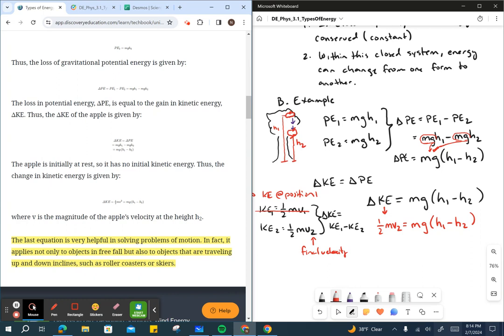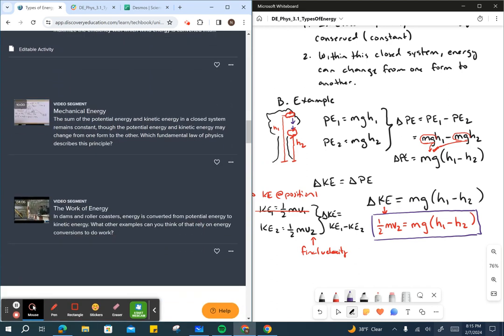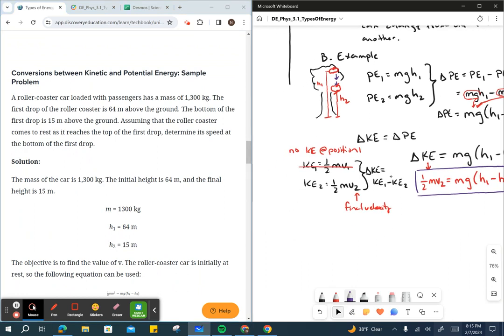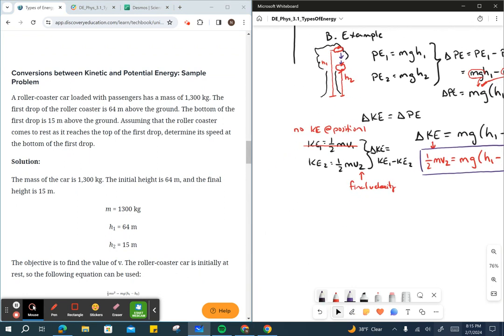In fact, it applies not only to objects in free fall, but also to objects that are traveling up and down inclines, such as roller coasters and skiers. So this formula is a very, very important formula. You're going to be using this to help you solve some problems. Perhaps we should actually take a look at a problem. So we'll take some time and explore the example problem.